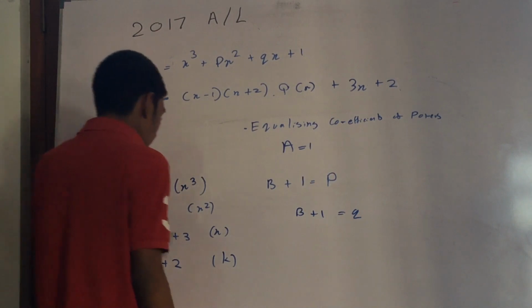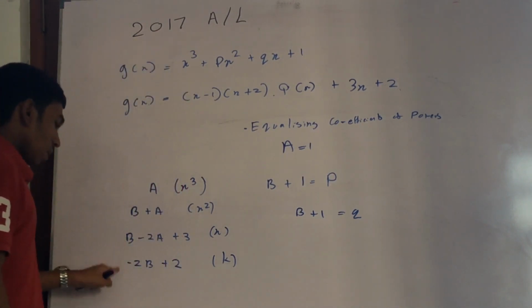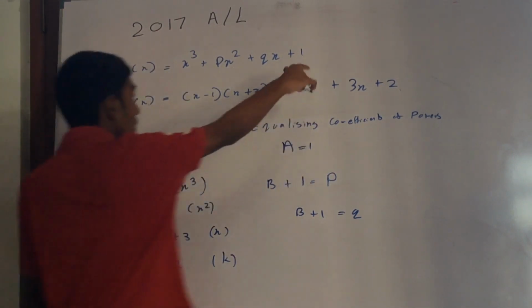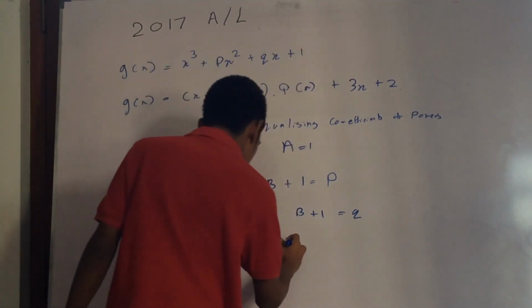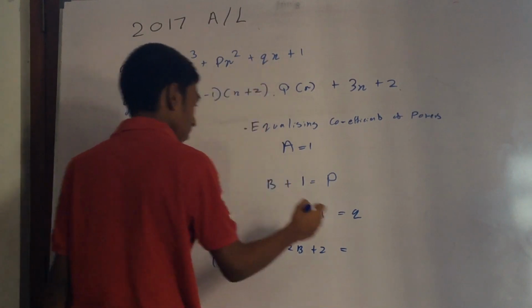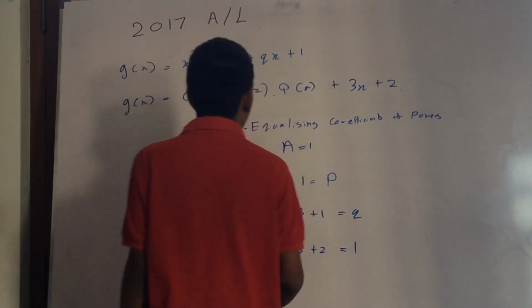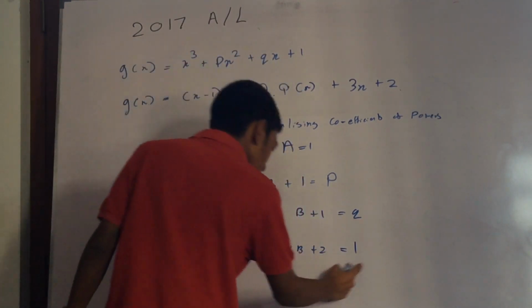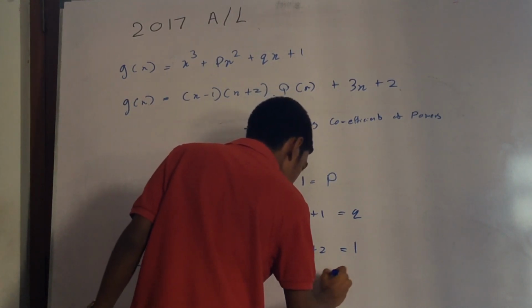And at last, for the constant we have minus 2b plus 2 is equal to, here the constant is 1. Minus 2b plus 2, here the constant is plus 1. So we can bring plus 2 to the other side. Minus 2b equals 1 minus 2.